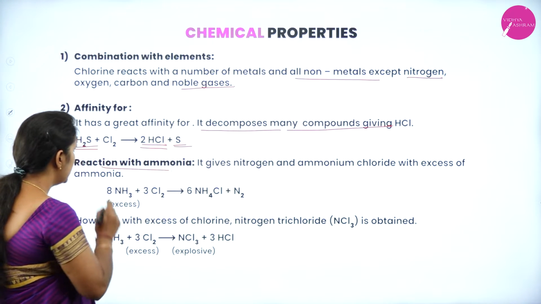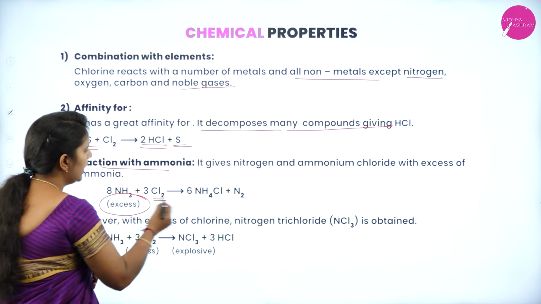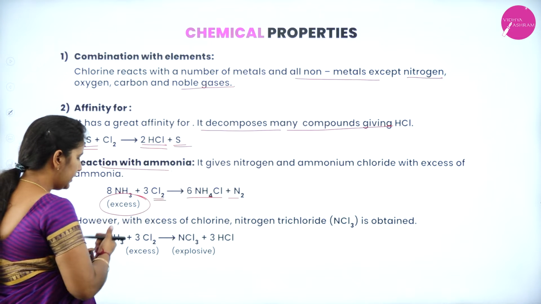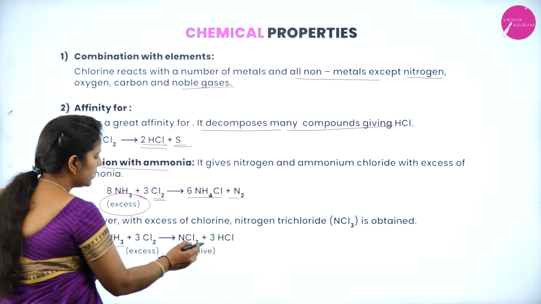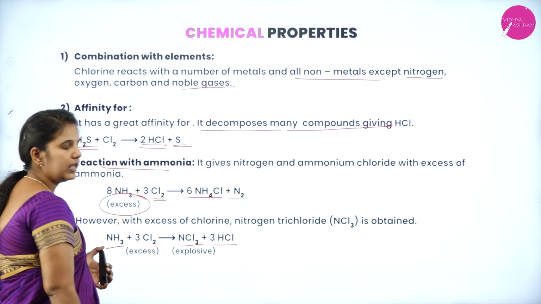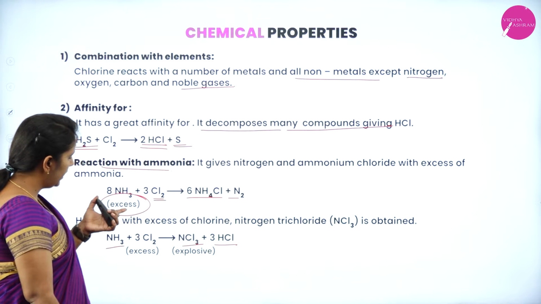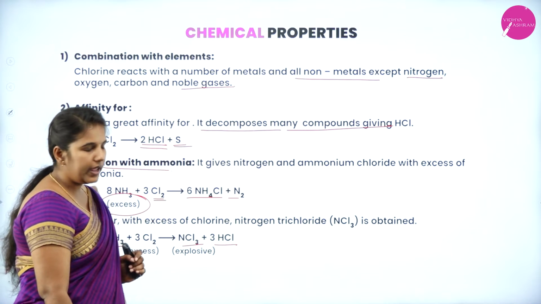I'll show you how. If you take excess ammonia and allow it to react with chlorine gas, it forms ammonium chloride with the release of nitrogen. Similarly, if you take excess chlorine gas and react it with ammonia, it forms an explosive known as nitrogen trichloride, along with the release of HCl. These two reactions look the same, but here ammonia is in excess, and here chlorine is in excess.